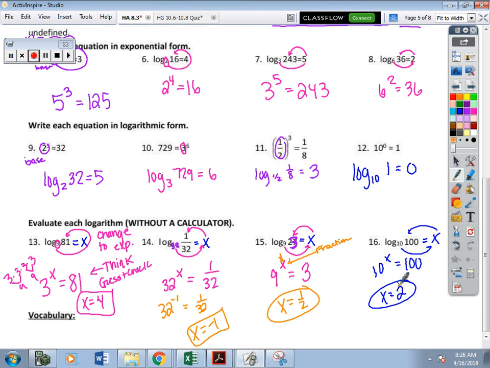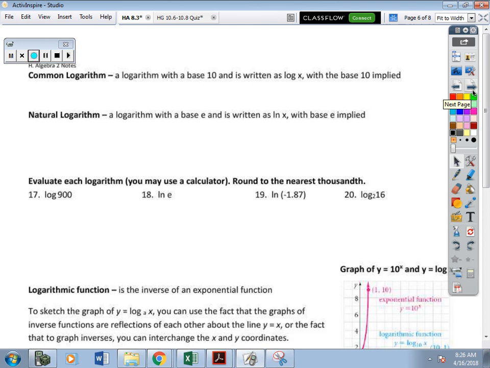All right, now we're going to look at the calculator. There are a couple buttons on our calculator for logarithms. Now your calculator will only do these two, the common logarithm and the natural logarithm. So the common logarithm is a logarithm with a base of 10. So if I were to tell you log base 10 of x, you can actually write this as just log of x. Anytime you don't see a base, the 10 is understood.